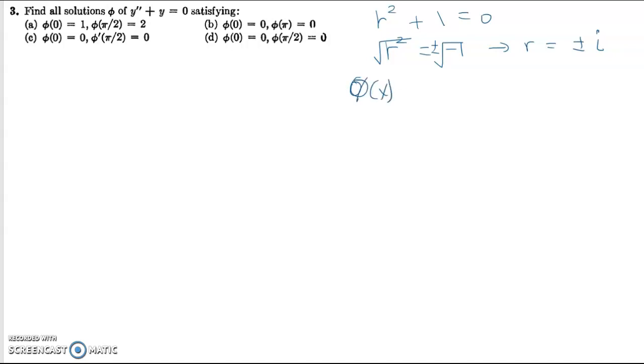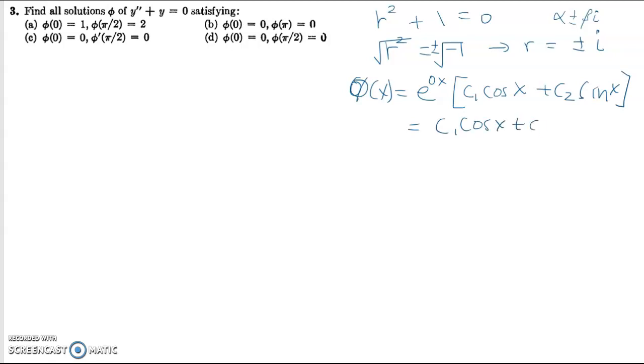Phi of x equals e to the power of alpha x. Alpha is 0 and beta is 1, so it's going to be c1 cosine of beta x, which is just 1x, plus c2 sine of also beta x. So this reduces down to just simple c1 cosine x plus c2 sine x. All right.